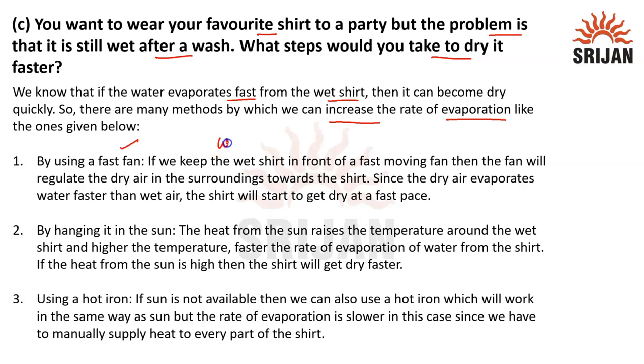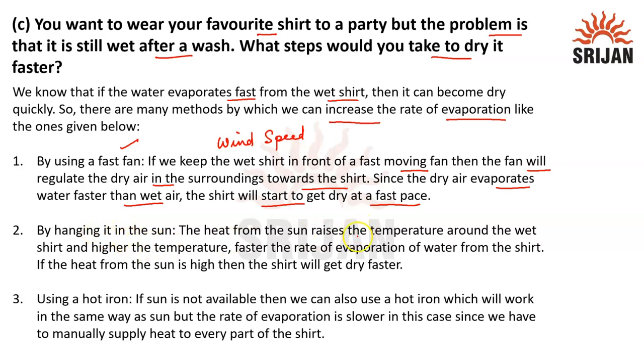We know that if we increase the wind speed, the evaporation occurs faster. So if we keep the wet shirt in front of a fast moving fan, then the fan will regulate the dry air in the surroundings towards the shirt. Since dry air evaporates water faster than wet air, the shirt will start to dry at a fast pace. Humidity will decrease and wind speed will help to increase the rate of evaporation.